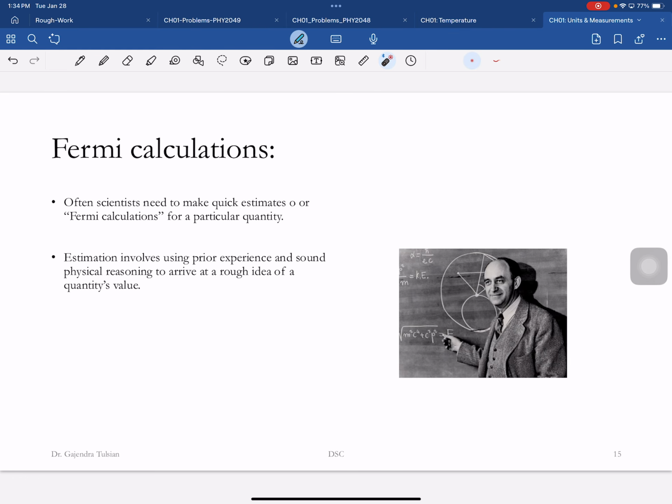Okay, here's Mr. Fermi. He's a famous physicist, and he was famous for doing quick calculations in his head. So you are doing rough calculations, and this is a good technique to learn.